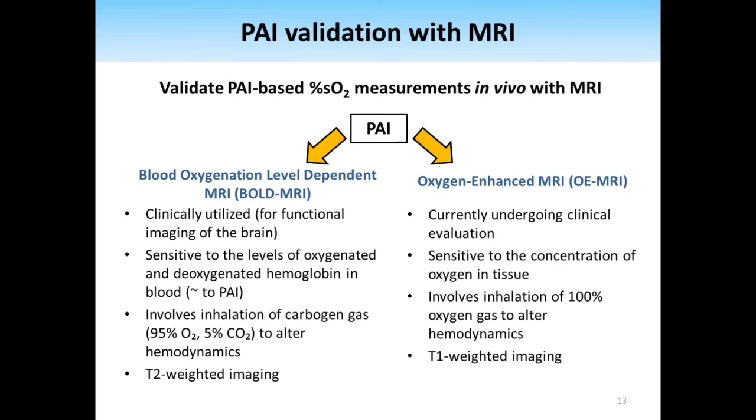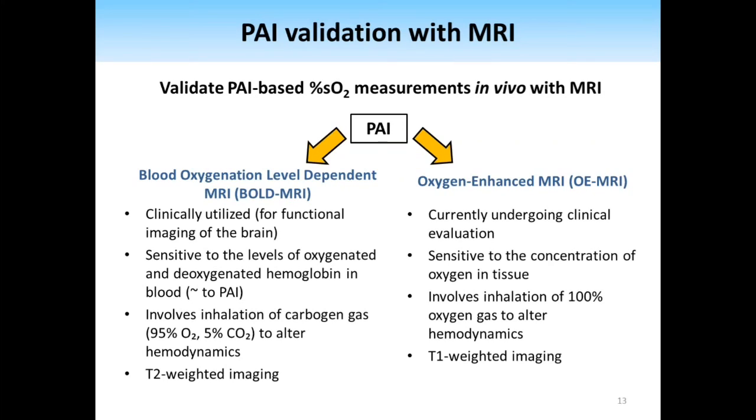These are two papers that we published recently, one in Radiology, one in Scientific Reports. In the first paper, we compared photoacoustic imaging to blood oxygenation level dependent MRI, or BOLD-MRI. This is an MRI technique which has been used a lot clinically, and most of the applications have been for functional brain imaging. The way it works is that this MRI technique is sensitive to the levels of oxy and deoxyhemoglobin in blood, similar to photoacoustic imaging.